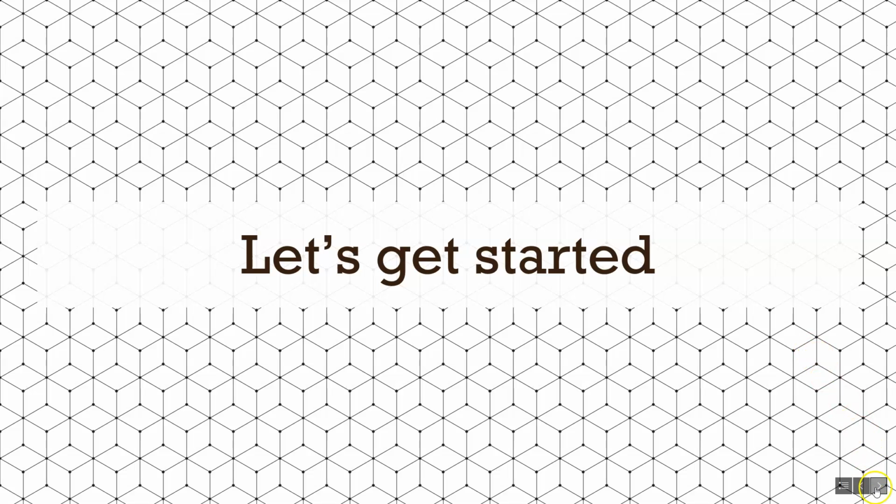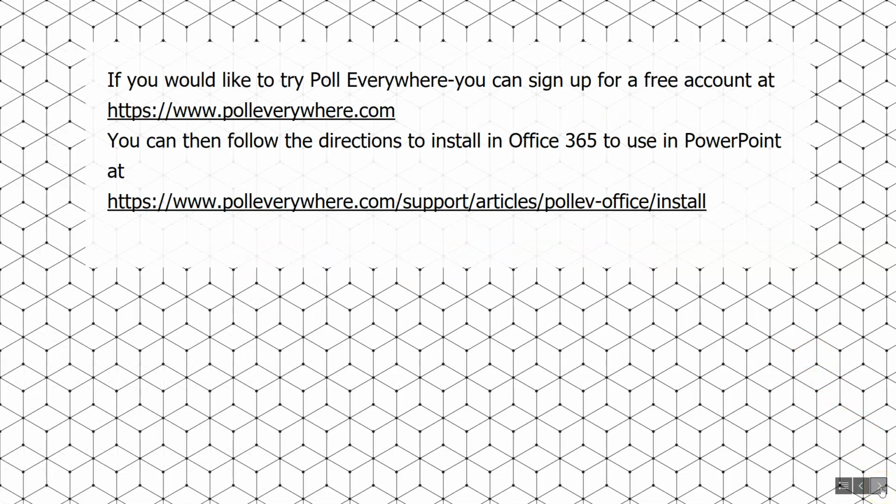So let's get started. To set up your presentation using Poll Everywhere as an instructor, you have to sign up for a free account. You can also download and install it into Office to use in PowerPoint, and here are the websites here. So you can log in right here and sign up for an account at polleverywhere.com, and then when you're in there, you can go to polleverywhere.com support, the articles, and install, and it'll tell you how to install it into PowerPoint. There's also a really nice support tab in the web page where you can type in PowerPoint and it'll give you multiple answers on how to add it into your PowerPoints.